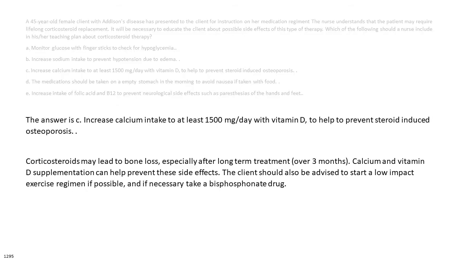The answer is C. Increase calcium intake to at least 1,500 mg per day with vitamin D, to help to prevent steroid-induced osteoporosis. Corticosteroids may lead to bone loss, especially after long-term treatment, over 3 months. Calcium and vitamin D supplementation can help prevent these side effects. The client should also be advised to start a low-impact exercise regimen if possible, and if necessary take a bisphosphonate drug.